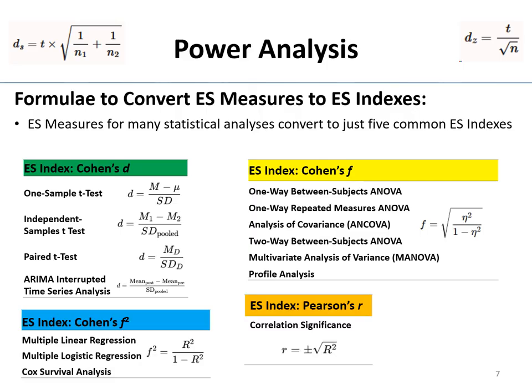Then ones that are kind of on their own are Pearson's r, which you've calculated before. You don't really have to do any converting of that. And another one for all the chi-square tests is called Cohen's w.